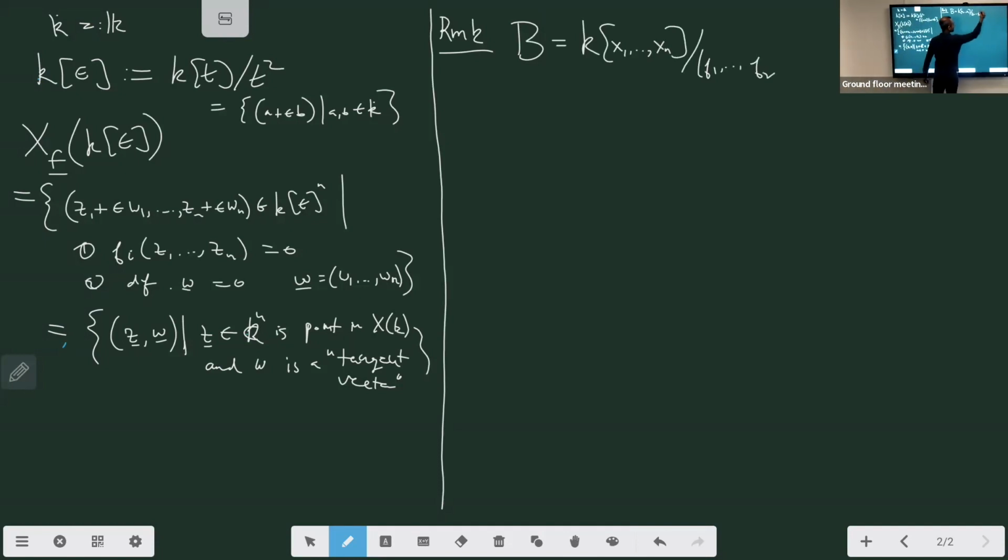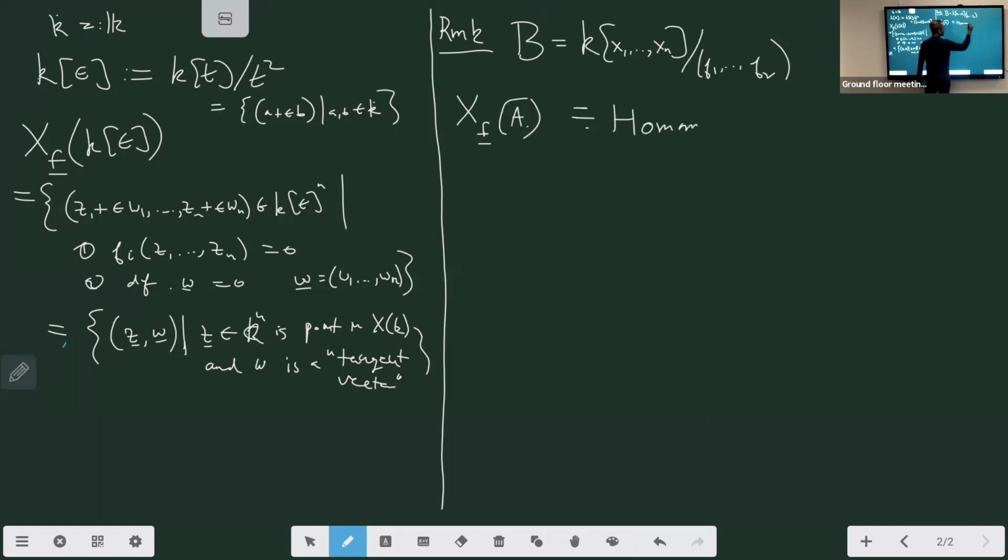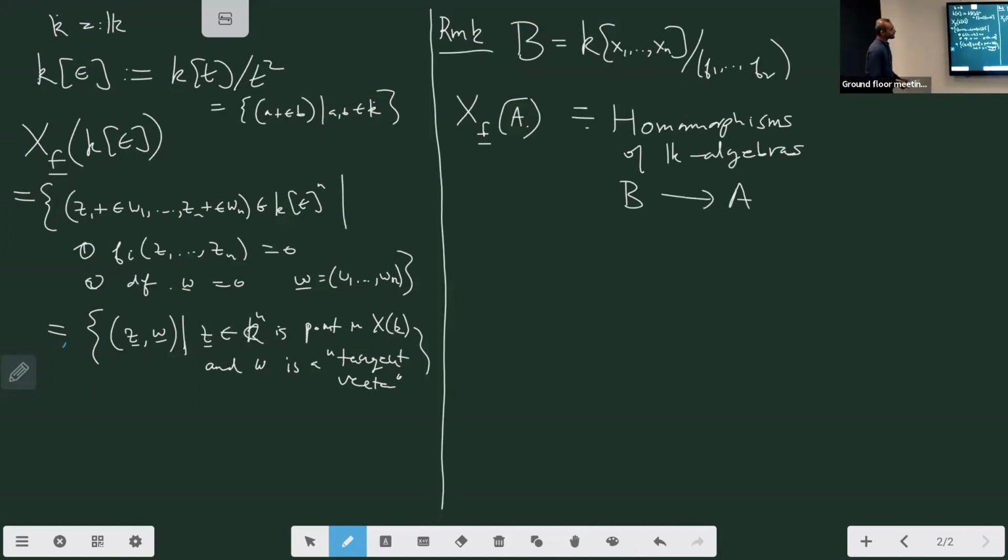I don't want the same number. X1 through xr. And so then this xf of A is just homomorphisms of algebras, K algebras, from B to A. Because what is the information I need to give a homomorphism of algebras? I have to tell you where each point xi goes under the homomorphism. So that would go to a point ai.